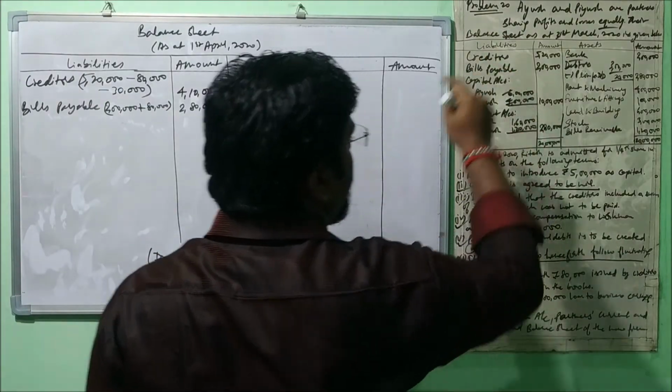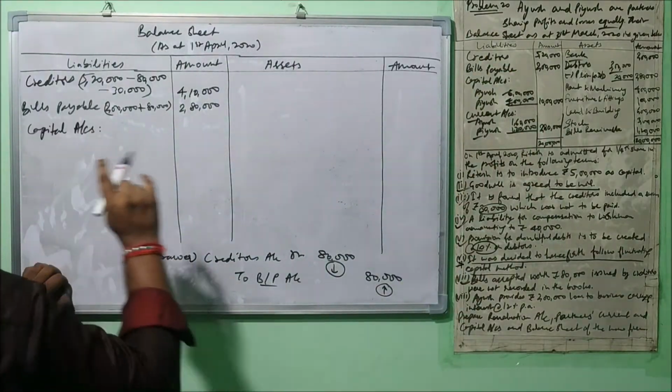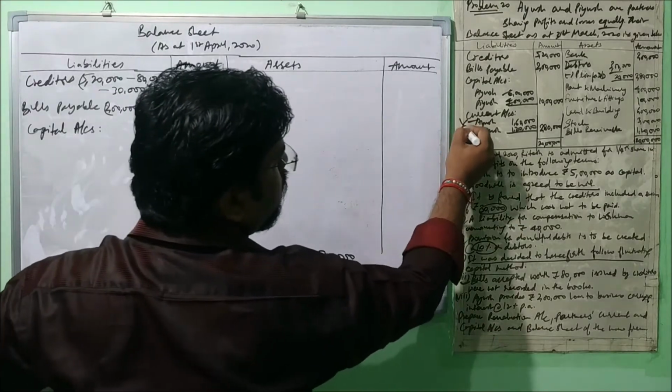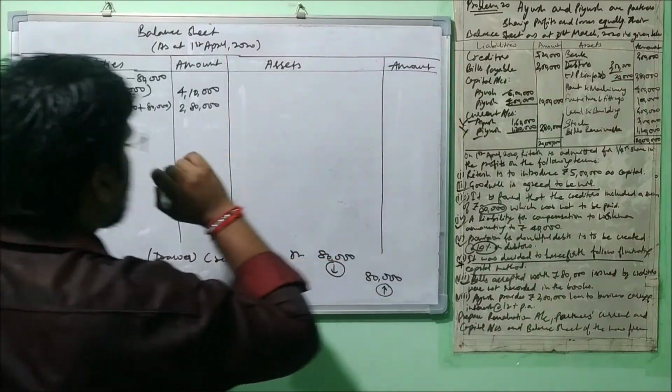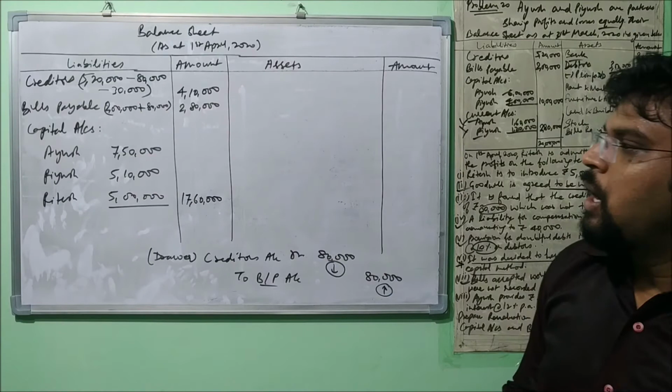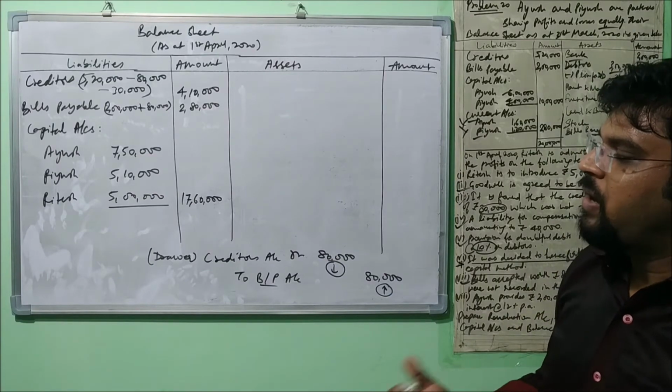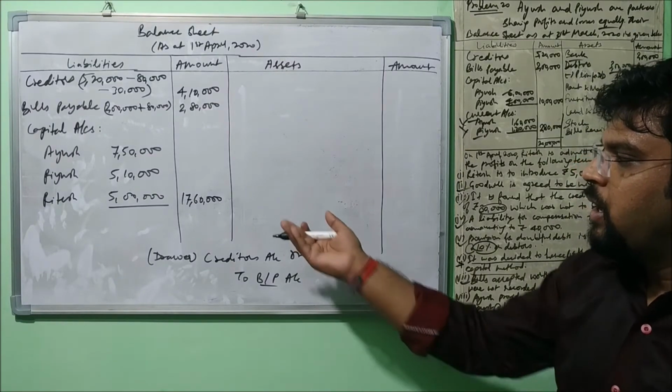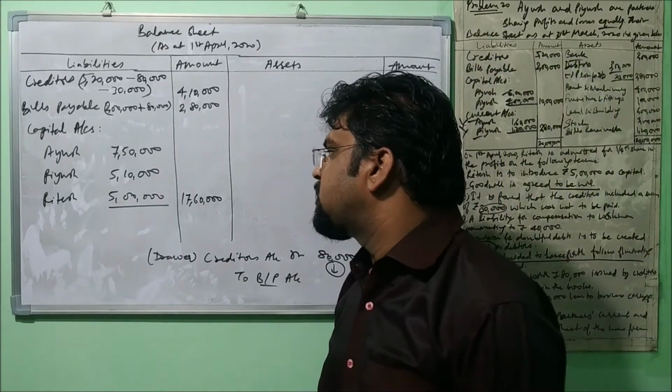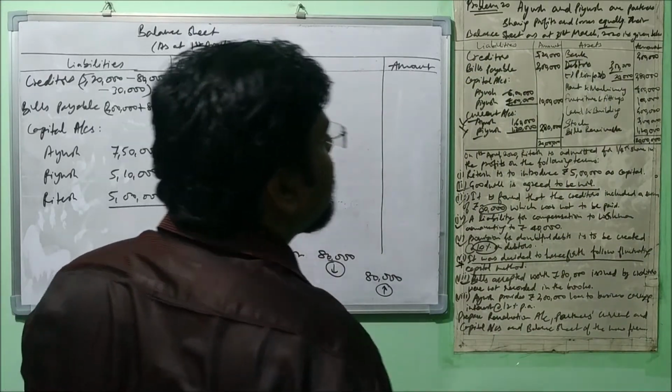These two are done. Now capital accounts you can put here. We have only capital accounts now because current accounts are closed now. These have been transferred to capital accounts. So let's have a look here. Ayush 7,50,000, Piyush 5,10,000, Ritesh 5 lakh, in total 17,60,000. Okay. Now let's see the asset side.